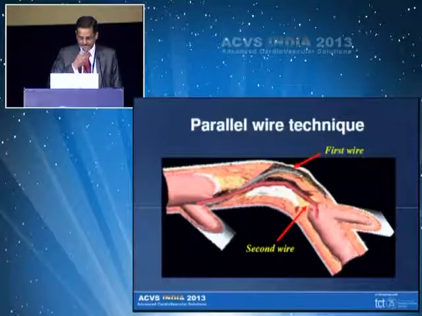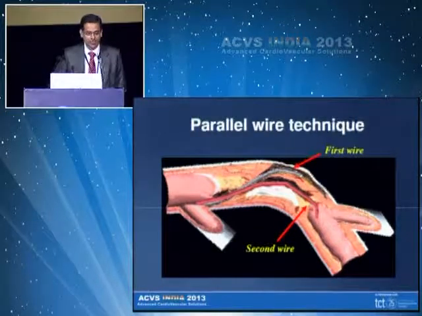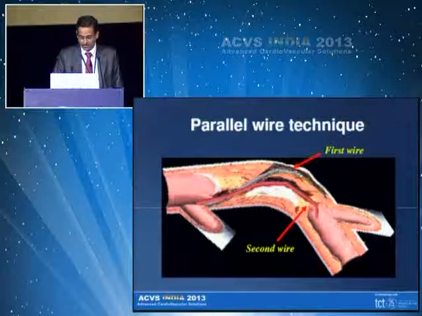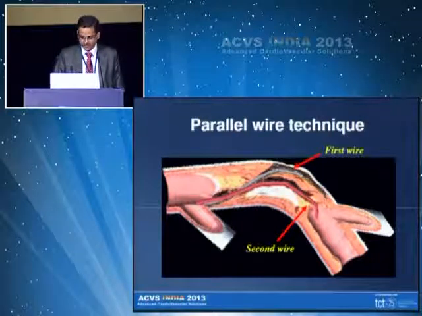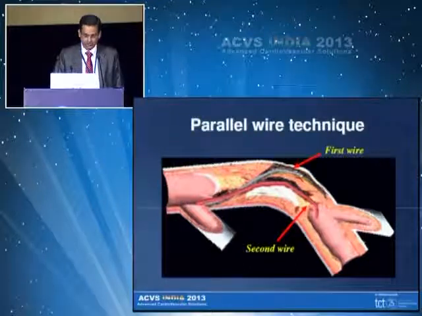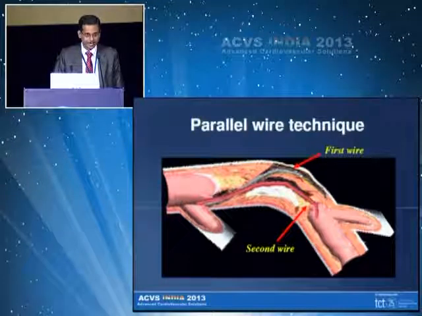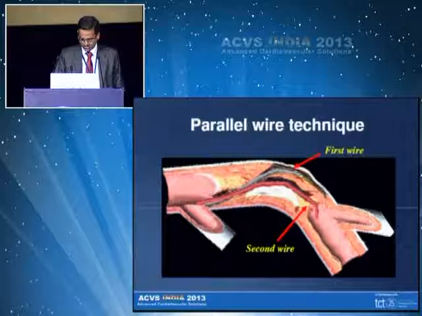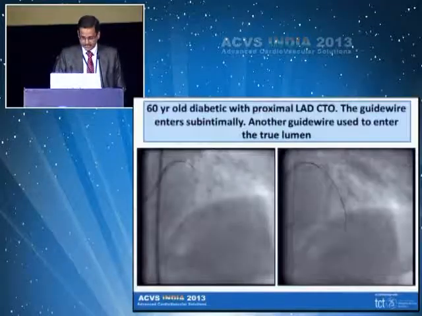What is a parallel wire technique? When we are using a CTO wire, and we know that we are not going forward and we are in the subintimal tract, we generally leave that wire there to occlude the passage and take a second wire and go from intima to intima. That's the objective of a parallel wire technique.